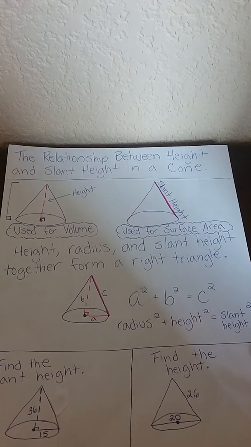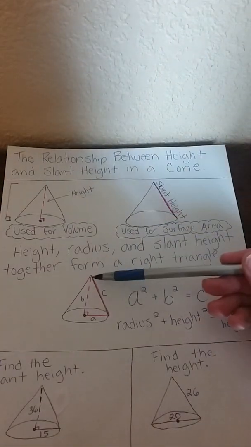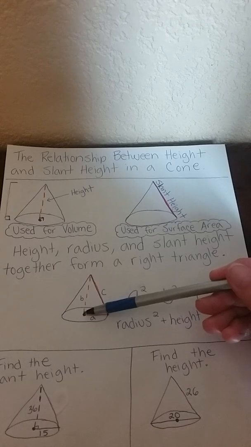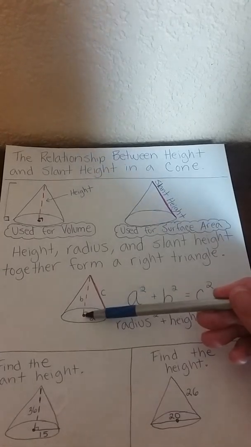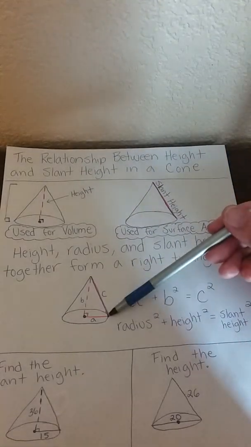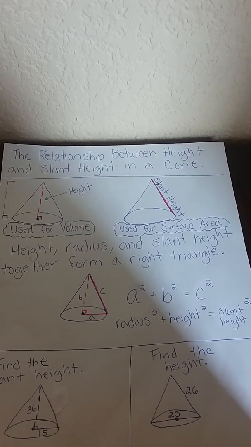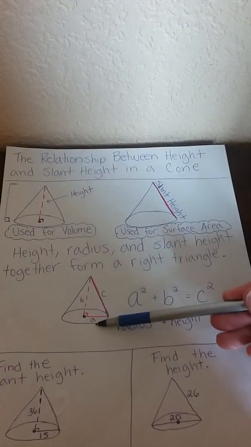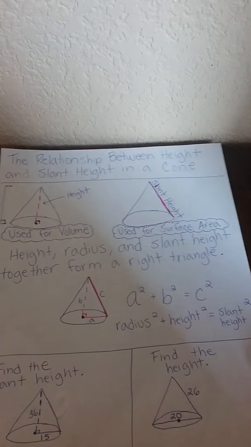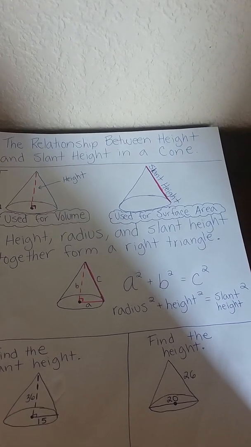Height, radius, and slant height together form a right triangle. So if you look here, you've got the vertical height going from the tip to the middle. You've got the radius, which goes from the middle to the edge of the circle on the bottom. And then you've got slant height, which is the slanted side. And together, they make a right triangle, where the radius is a, the height is b, and the slant height is c.